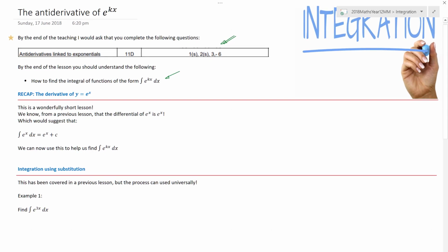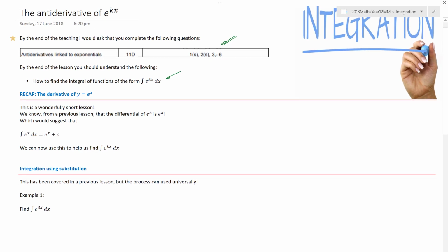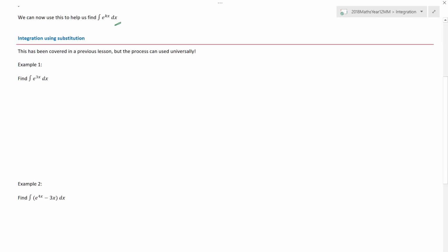But let's just do a little bit of a recap. We knew from previous lessons that if you had y equals e to the x, then we found out that y dashed just so happened to be e to the x, which I thought was just awesome, brilliant, fabulously wonderful. So that would suggest if the differential of e to the x is e to the x, then the integral of e to the x is also e to the x. Well, we can use that now to help us find e to the kx. How? Well, once again, by substitution.